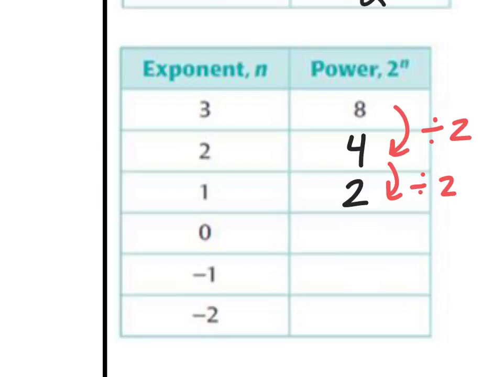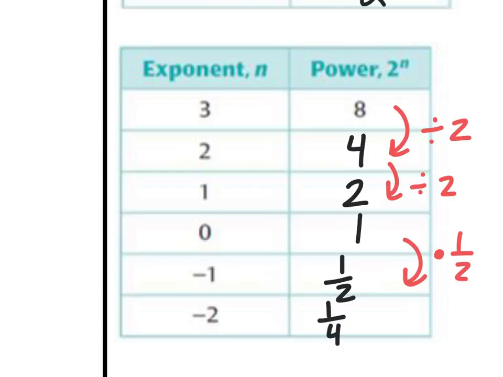If you keep following this pattern, what would go with 0? 1. And then you divide by half, or divide by 2 again, you get? 1/2. And you divide by 2 again, you get? 1/4. Or you could think about it as multiplying by 1/2, which is the same thing. So multiply straight across, you get 1/4.